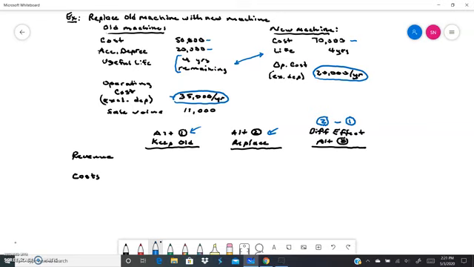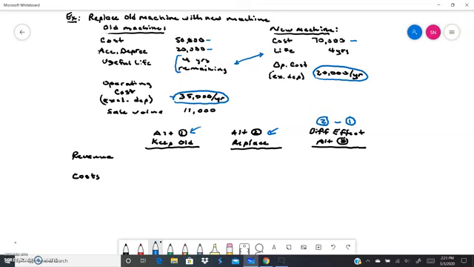All right, so first thing we're going to do is we're going to look at any revenue. Now, if we keep the old machine, we're not going to really do much other than we're going to continue on with what we're doing. If we replace the old machine, so alternative 2, then we are selling the old machine, so we would have some revenue.